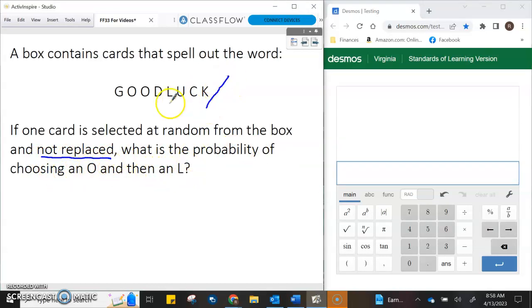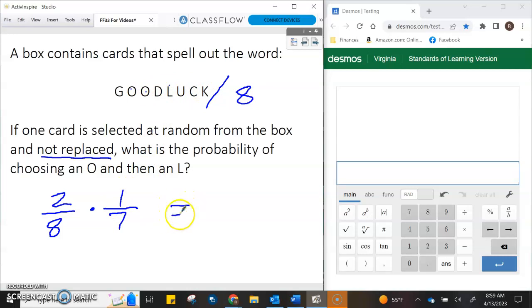Well, first of all, let's figure out how many letters we have to start with. 1, 2, 3, 4, 5, 6, 7, 8. So we have 8 cards total. We know that we're going to select once, so I'm going to draw a line, times, and we're going to select again. Well, the first time, we've got 8 chances, and we want to find an O, so let's count our O's. 1, 2. But we do not put a card back once we choose. So instead of 8, we now only have 7. And this time we're looking for an L, so let's go through here. We only have one L.